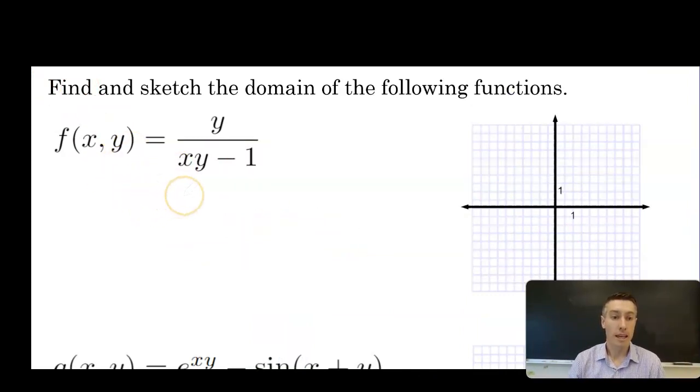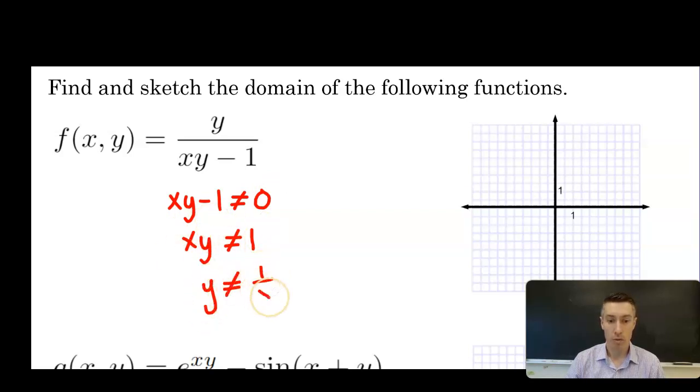So f of xy equaling y over xy minus 1. So here we have a rational-like function. The denominator cannot be equal to 0. So xy minus 1 cannot be equal to 0. So that means that xy cannot be equal to 1, which rearranging here, y cannot be equal to 1 over x. So this is the graph of a hyperbola.